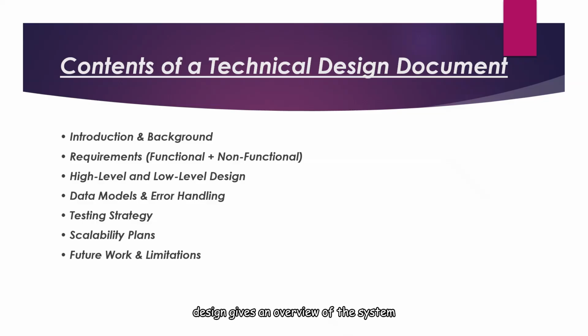High-level and low-level design. The high-level design gives an overview of the system, while the low-level design goes into the specifics like the structure of classes, methods, and interactions. Data models. Include any data models or database schema if applicable. Error handling. Describe the strategies you will use to handle errors and exceptions. Testing strategy. Explain your approach to testing the system, including unit tests, integration tests, and system tests. Scalability plans. How will your system handle growth in traffic, users, or data? Future work and limitations. It's always good to acknowledge where your design may fall short or areas that could be improved in future iterations.